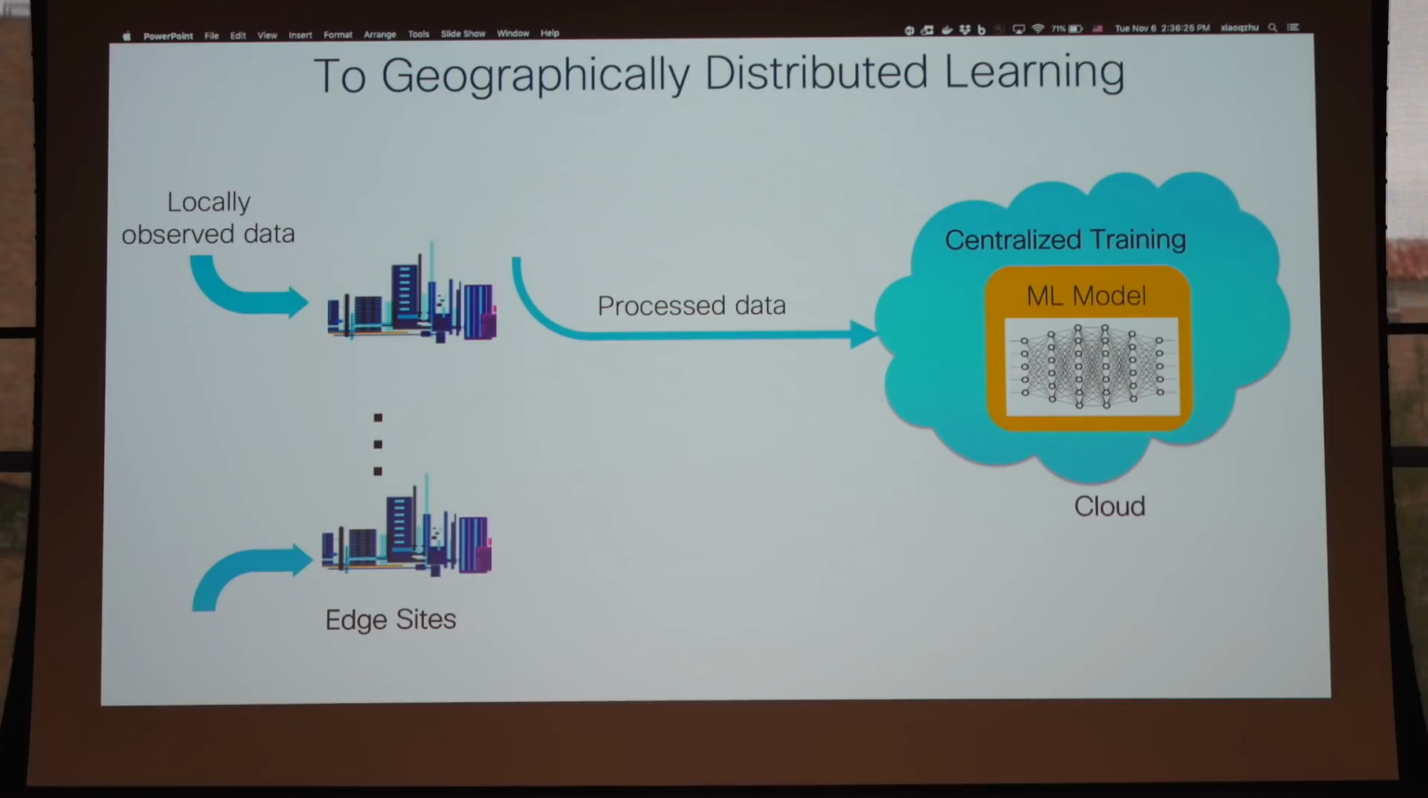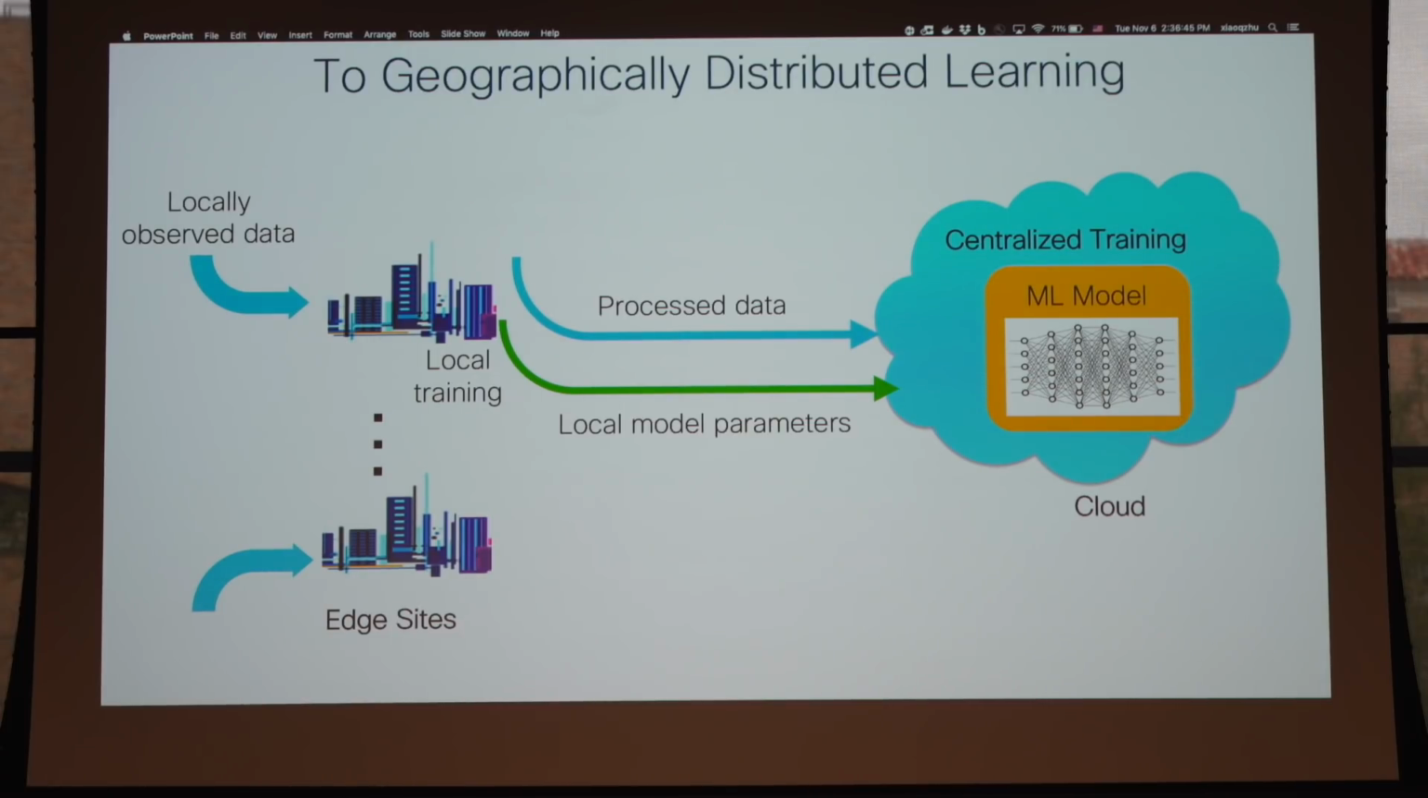So, and then only selectively transmit a subset of the data to the cloud while still facilitating centralized training. An alternative is, instead of transmitting the data, we might want to transmit a model of a locally trained model.